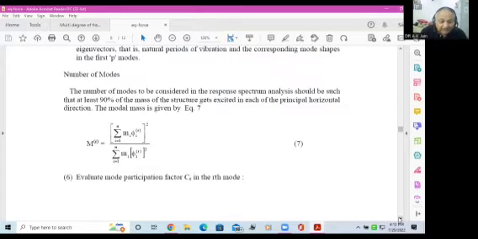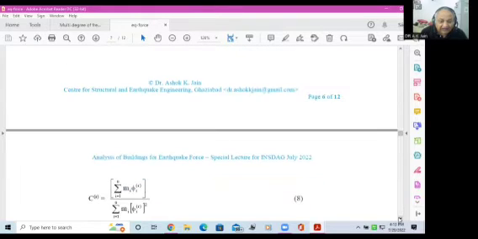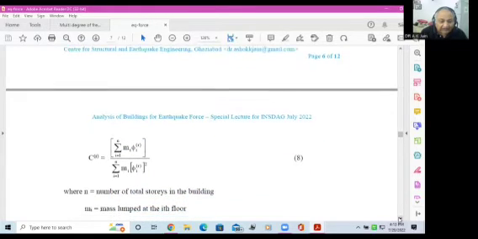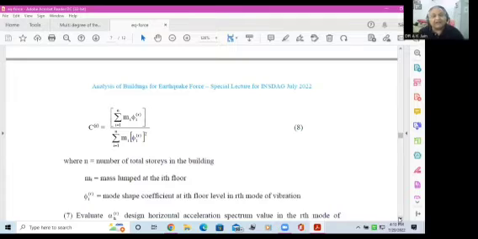You calculate the mode participation factor, MPF_r, and this is the formula. These formulas are given in the IS 1893 2016 code, and they can be derived exactly using the principles of dynamics of structures. If you wish, you can refer to my book on dynamics of structures, where I have given the detailed derivation of these formulas.